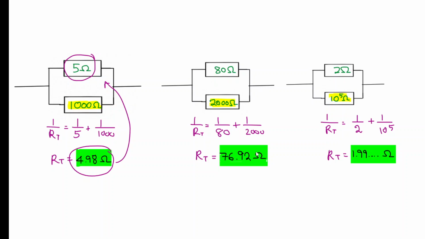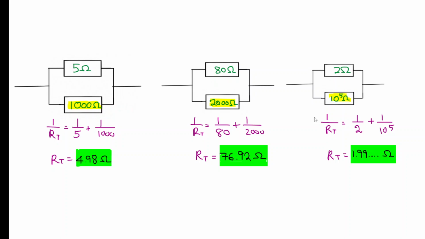Now look at the other one. 76.92 is pretty close to 80. 1.99 is very close to 2. In fact, the bigger the large resistor, the closer the total resistance is to the smaller resistor. Now this is the relationship that I needed to just show you today, because this is quite important to know.